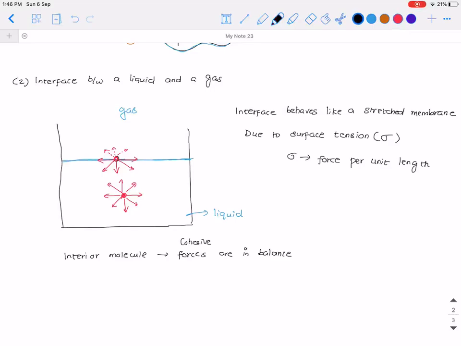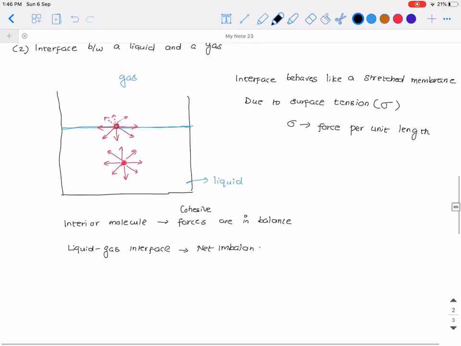So on the liquid gas interface, there is a net imbalance of the cohesive forces, and this is what manifests as surface tension.